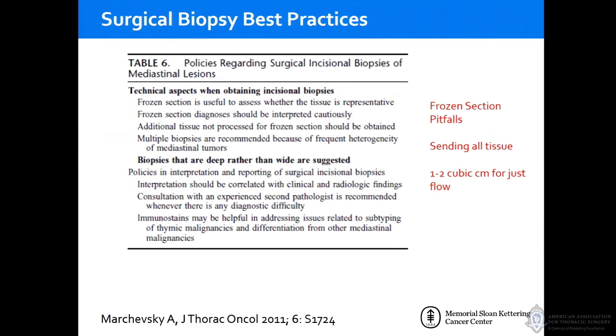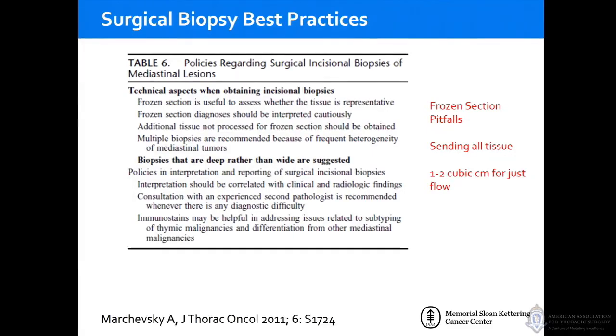And then surgical biopsies, some pitfalls: we always think, well, we should check and make sure we got diagnostic tissue and send it frozen. And so you go and take a lot of biopsies and send it for frozen. But don't send all of it, because as soon as you send it to frozen, it's gone. You can't send that for flow cytometry anymore. You can't do anything with that.